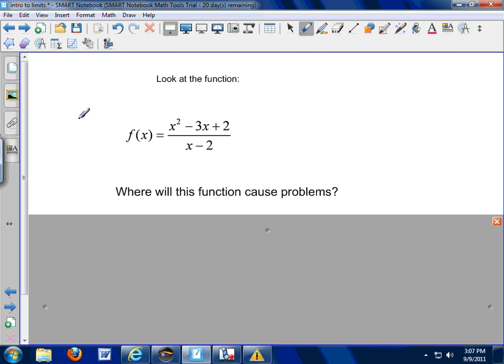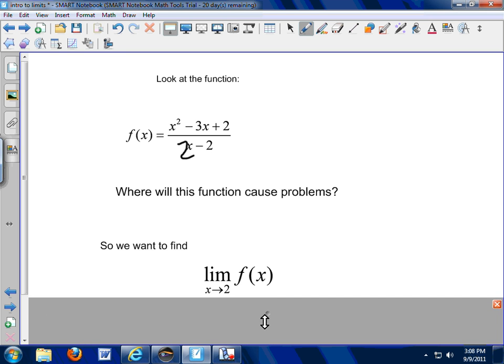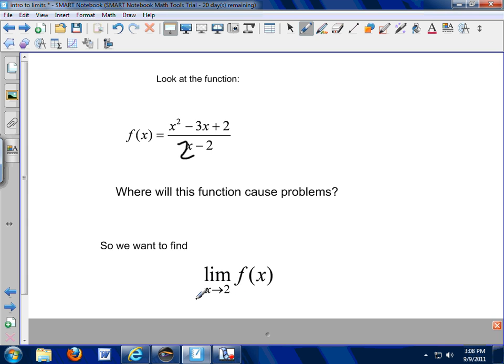Okay, so look at the function. Where are we going to have problems with this function? What's going to cause us to have some issues in terms of how this function behaves? I know what you're thinking. You're thinking, hey, if x is 2, that's going to be a problem. We're going to end up with 2 minus 2, which is 0, and we can't divide by 0. So we want to know what happens to that function as we approach 2. What's the limit as x approaches 2 of that particular function?